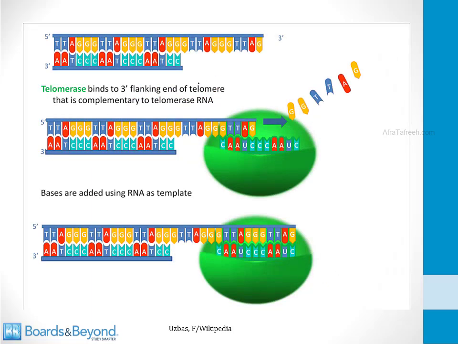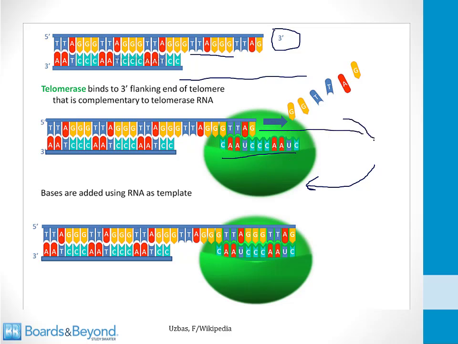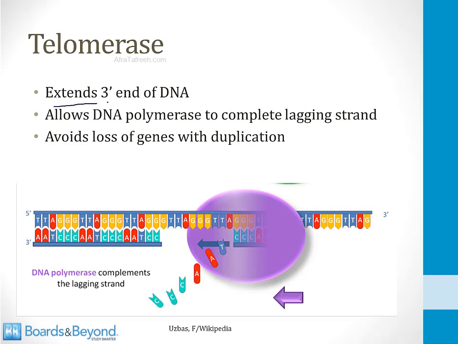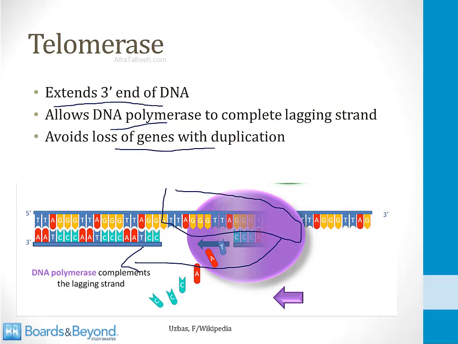So here's a picture to make this more clear. This is the telomere. This is the end of the chromosome here. You can see that it has TTAGG sequences near its 3' end. So this is where telomerase will come in and bind. Telomerase has an RNA template as part of the enzyme, which can bind to the telomere and then begin to extend the end of the telomere in this direction. Once it's extended the 3' end of DNA, DNA polymerase can come in and complete synthesis of the lagging strand in this direction. And this avoids loss of genetic material with duplication. If you didn't have this, the end of the DNA strand would not be replicated and it would be lost in each copy made of DNA.